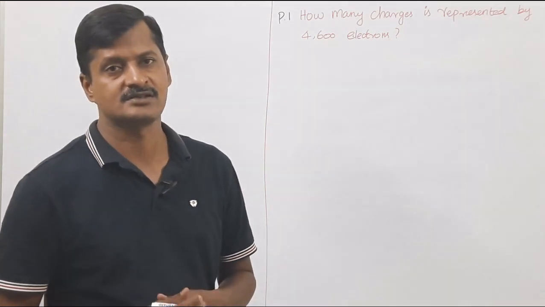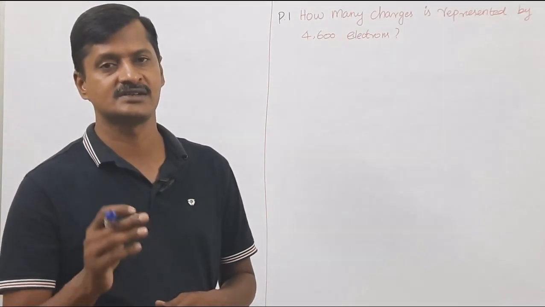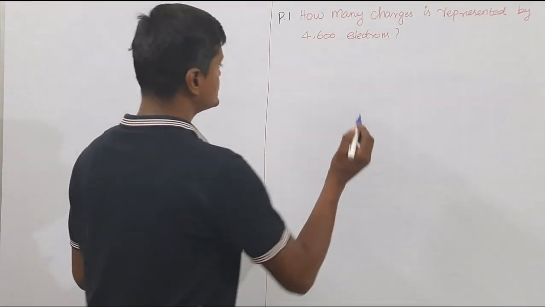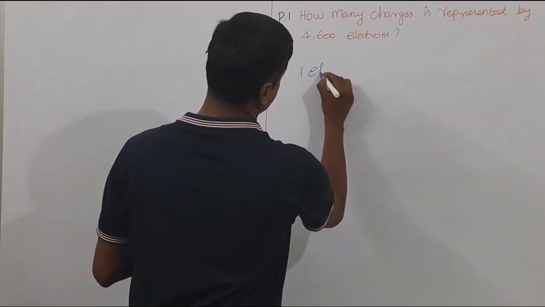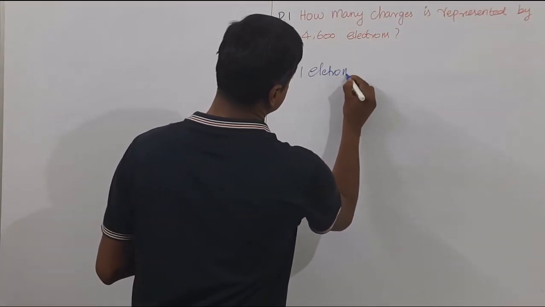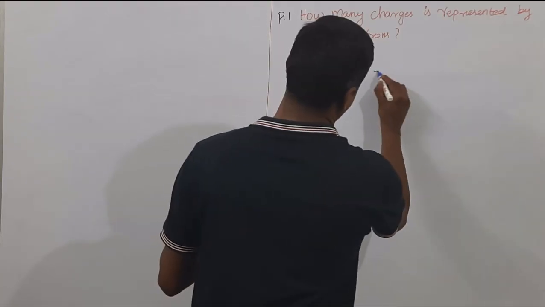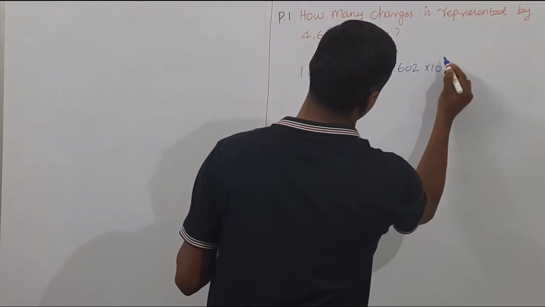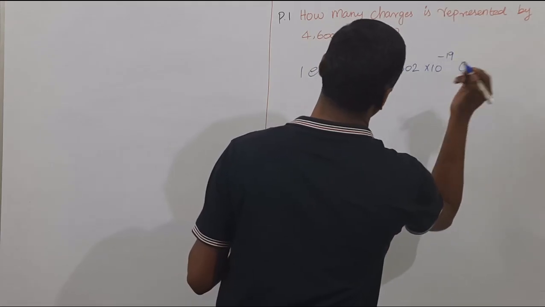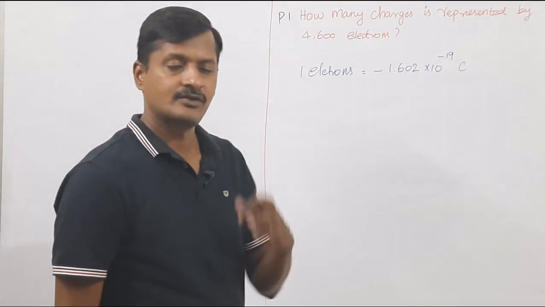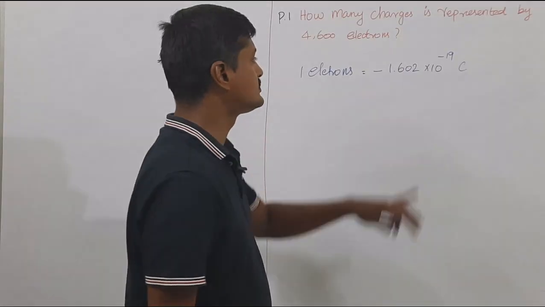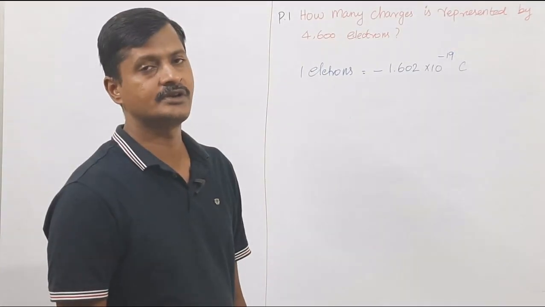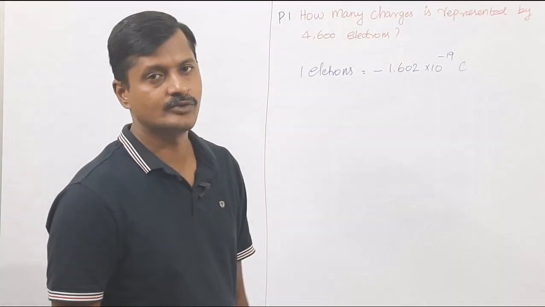One electron is equal to how many coulombs of charge? So 1 electron is equal to minus 1.602 into 10 power minus 19 coulombs. So 1 electron equals minus 1.602 into 10 power minus 19 coulombs.